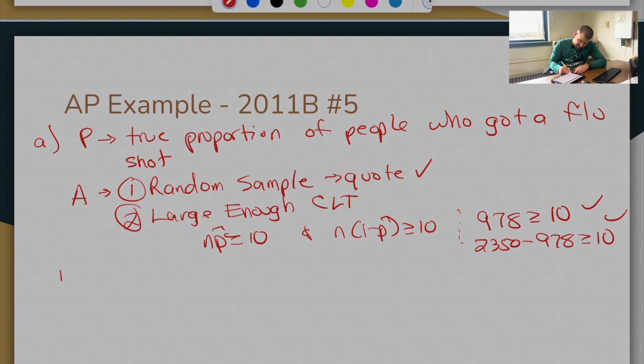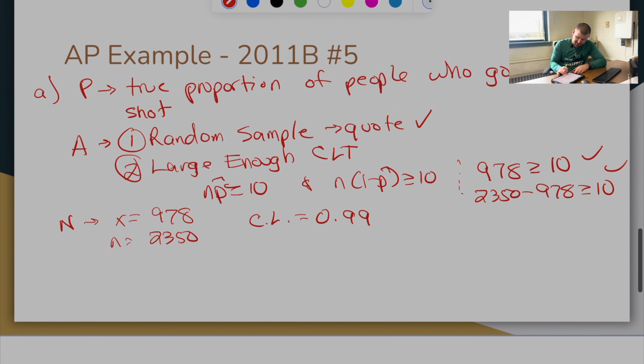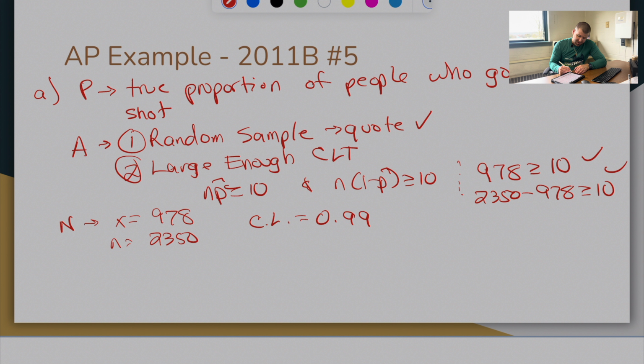And so for my numbers, all I list here is X, which is 978, N, which was 2350, and then my confidence level, which in this case was 0.99. My interval is a 1 proportion Z interval.